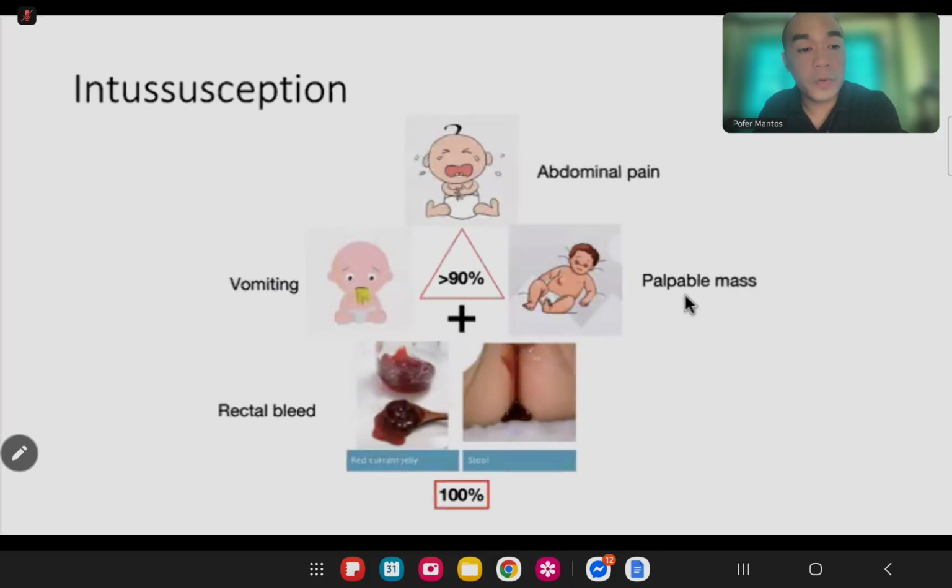In a vomiting child with abdominal pain, you have to try to palpate for the presence of a mass, the sausage-shaped mass of the intussusception. That's already 90% sensitive for your diagnosis. But if with rectal bleeding, that's highly suspicious of intussusception. However, in large patients or those with belly fat, it's quite difficult to appreciate a palpable mass.